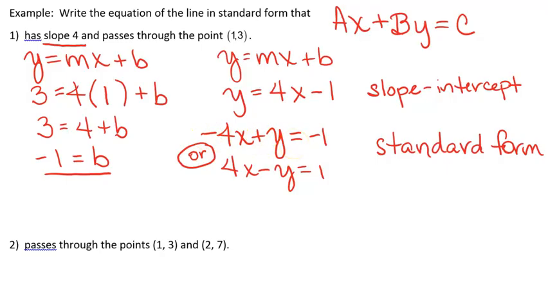If you looked in the solutions in the back of our book, they would probably write it this way because they don't ever like the leading coefficient to be negative. And so they would go through and multiply the whole thing by a negative 1. And so you also could write it this way.